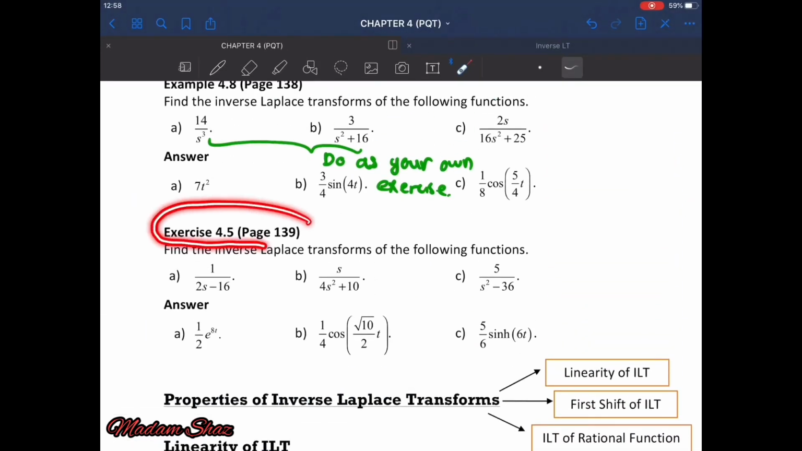Continue with exercise 4.5 as your own exercise. You don't have to submit this exercise. This one is for your own practice.